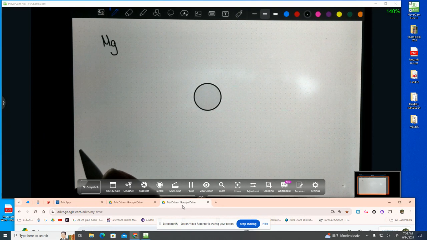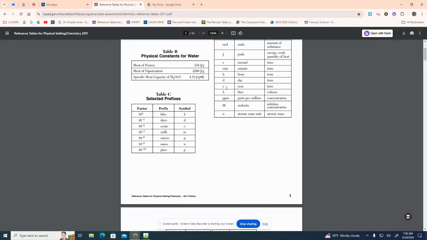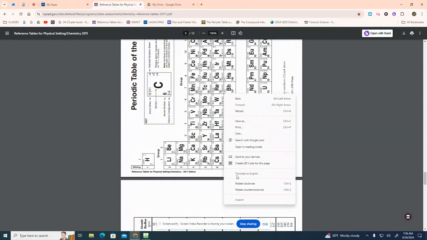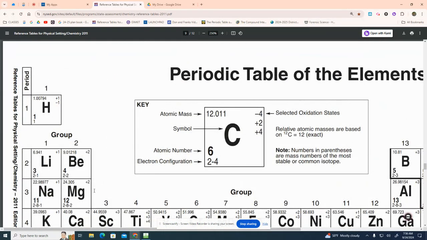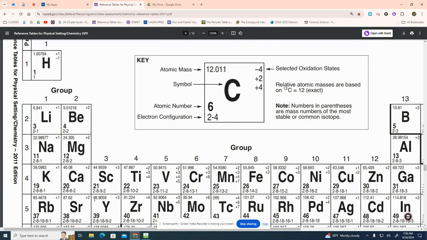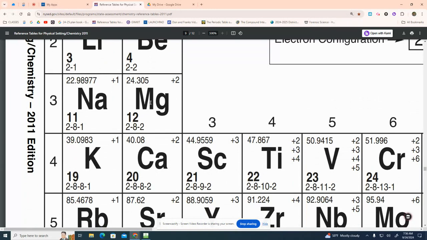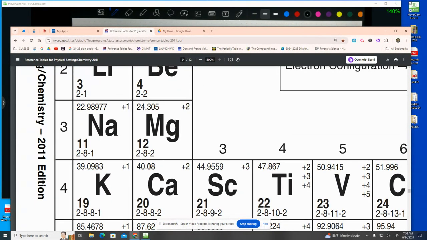Let me pull one up. Let's see, reference tables, here we go. Okay, find magnesium. It's right here on the left-hand side. Okay, there it is. Right there. Okay, how many protons go in the nucleus of a magnesium?